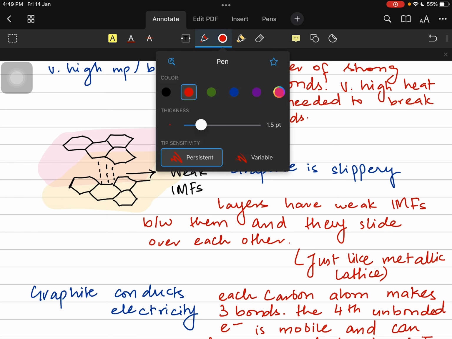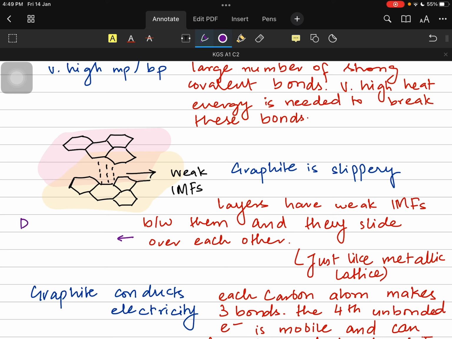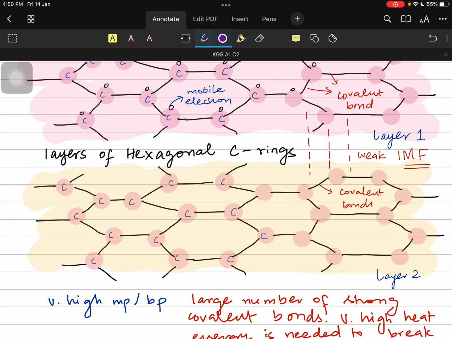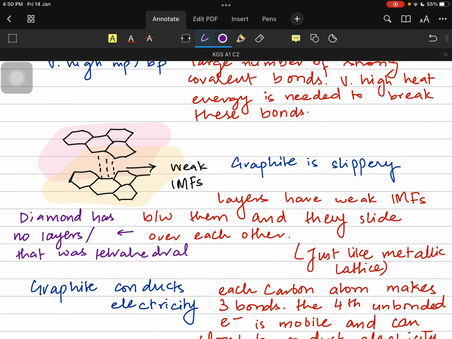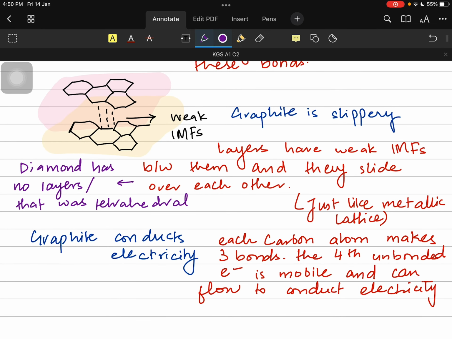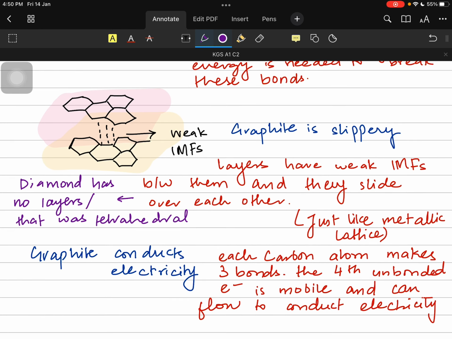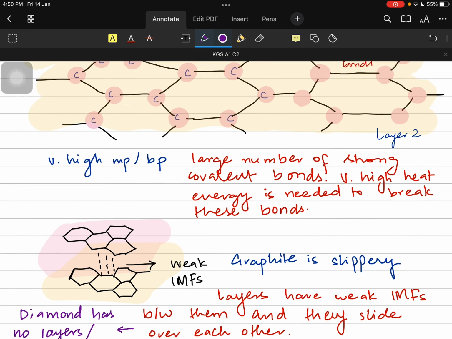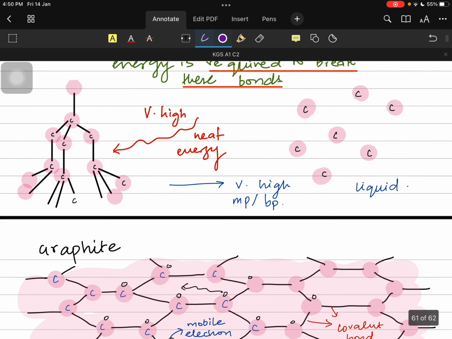So we should recall over here that diamond has no layers; rather, it was a tetrahedral structure. But graphite has layers. It's not tetrahedral, rather it has hexagonal rings which are arranged in layers. And then we saw that graphite conducts electricity, but diamond did not conduct electricity. So by the end of this video, we know how diamond and silicon dioxide and obviously graphite are similar to each other and how they are different from each other.